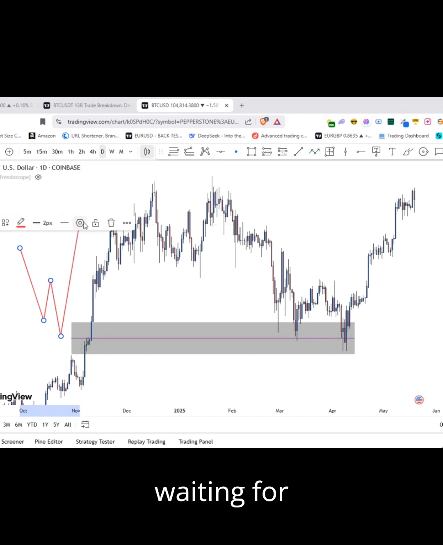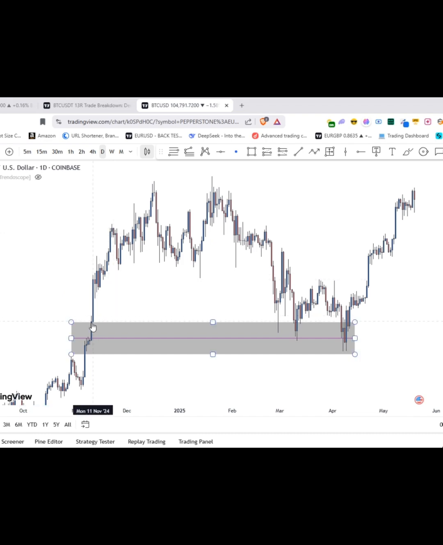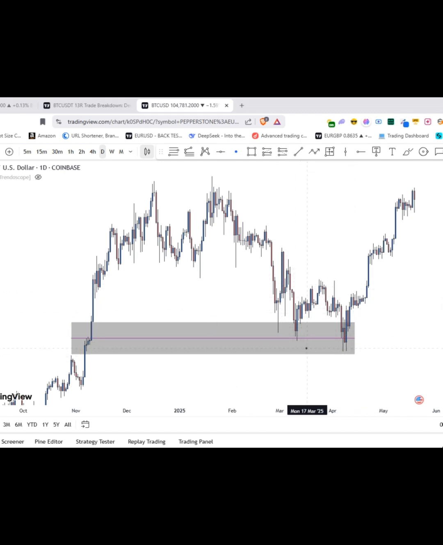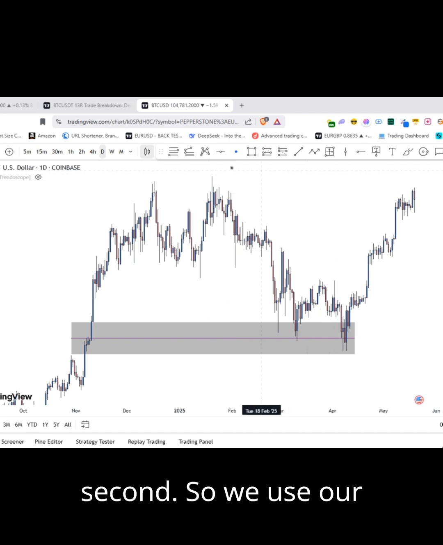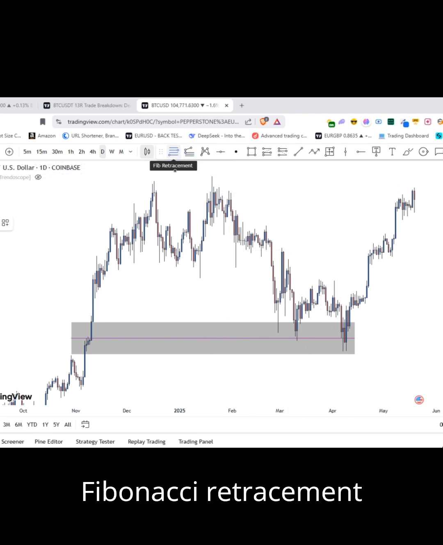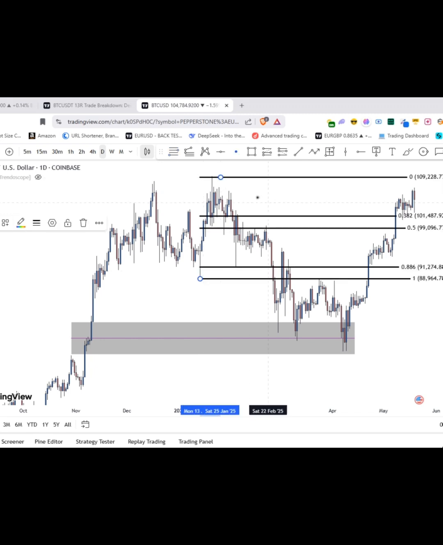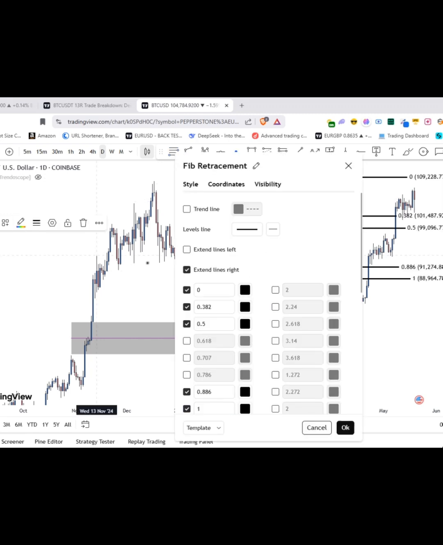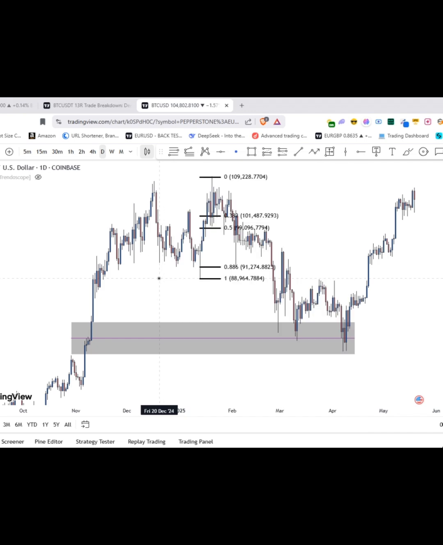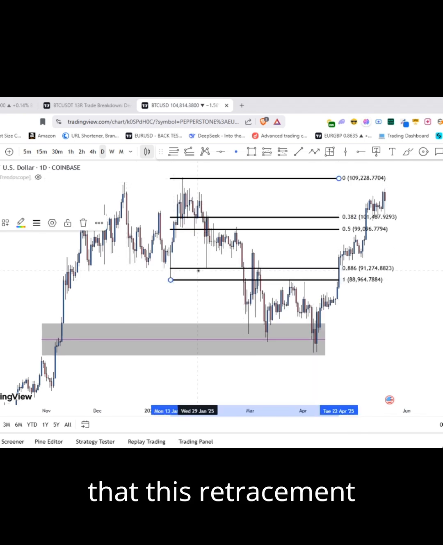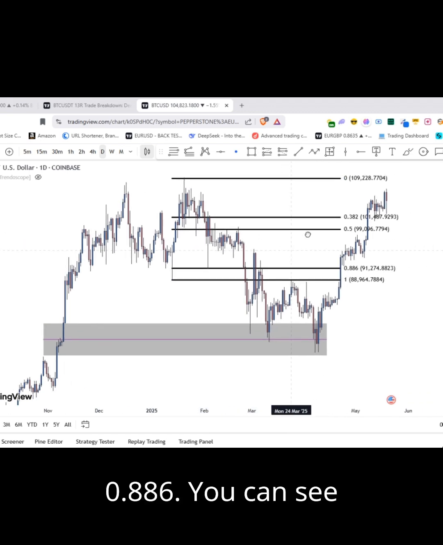So we'll be waiting for a demand-supply to demand flip entry model, or a shift in market order flow, as extra confirmation for this buy, and I'm going to show you guys that in a second. So we use our Fibonacci retracement tool from this point to this point, and we found out that this retracement comes within 0.886.